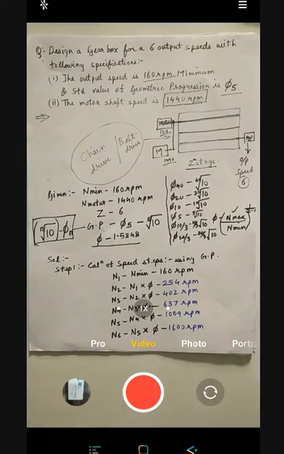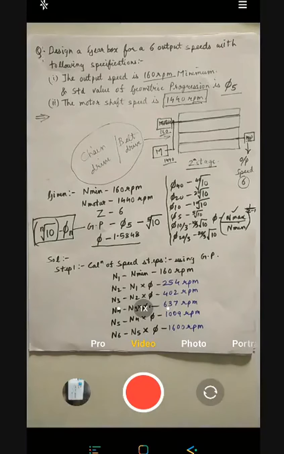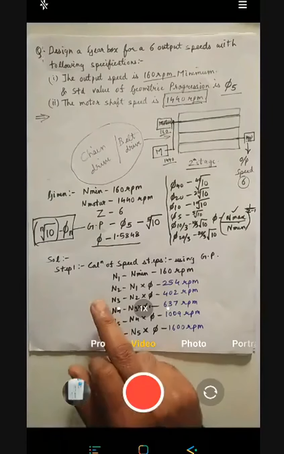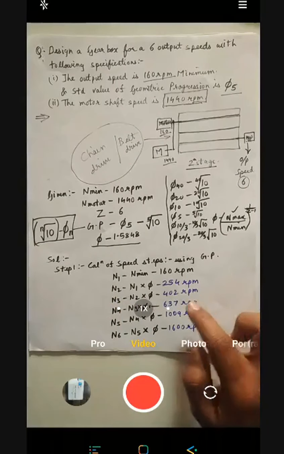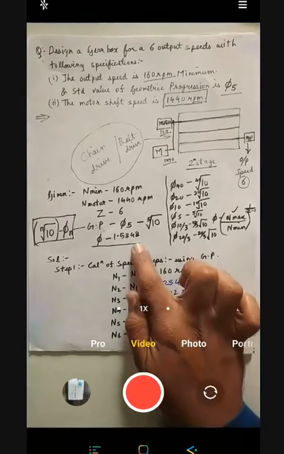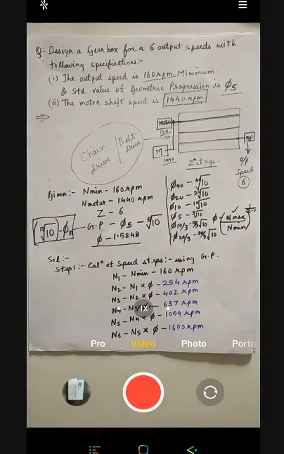Then we have to use that to get the value of the geometric progression ratio, and that comes out to be 1.5848. We have to use up to 4 decimals to get exact answers for the speeds we have calculated. So moving on, we have started with the design. Step number 1 was calculation of speed steps using geometric progression. So basically we use this ratio and we got the 6 different speeds from minimum to maximum.